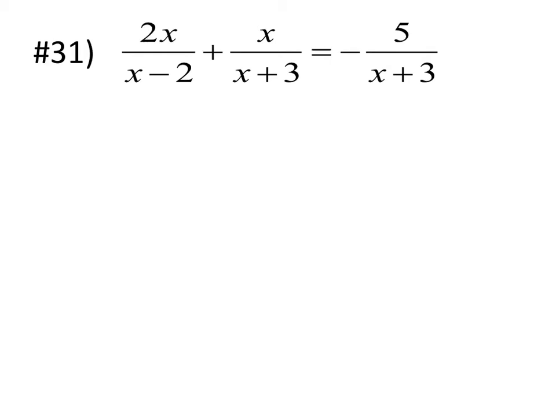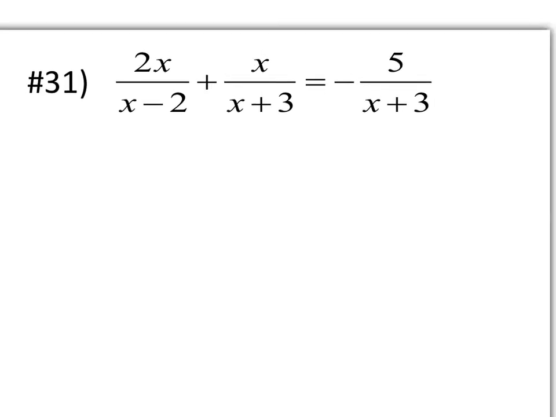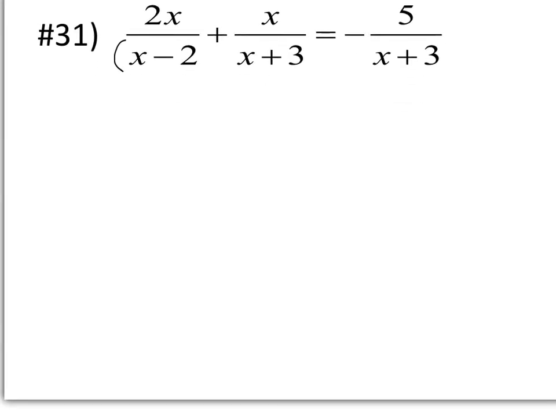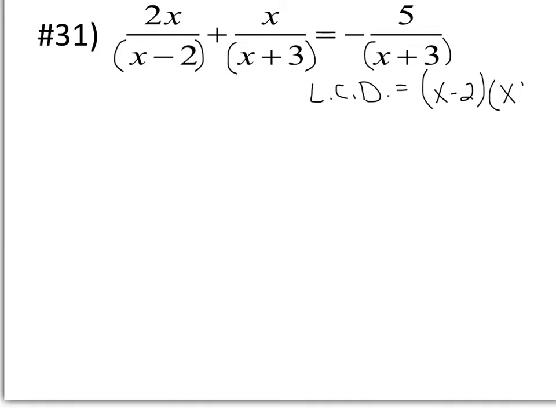Okay, on this problem, the first thing we're going to have to do is find our LCD. So I'm going to go ahead and put parentheses around all of these so I don't get confused. And I'm going to write my LCD. When you're writing your LCD, you need to make sure that every part of your denominator is represented. So I have x minus 2. So my LCD needs x minus 2. And then I have x plus 3. And then I have x plus 3, but x plus 3 is already represented, so I don't need to write it again.